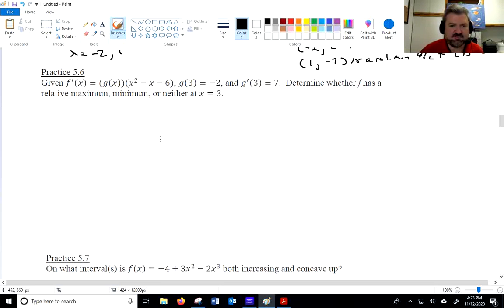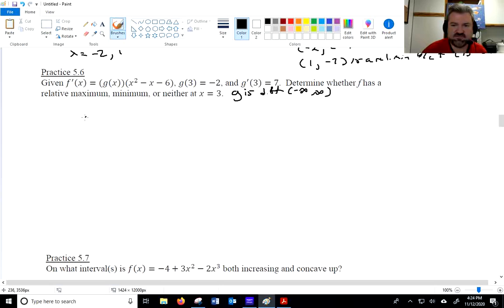All right, practice 5.6. Given that f prime of x is equal to g of x times x squared minus x minus 6, and this information, determine whether f has a relative maximum, minimum, or neither. And again, we need to assume that g is differentiable everywhere. So g is differentiable everywhere, and then we'll be able to conclude that f is twice differentiable. All right, pause the video and give it a try.